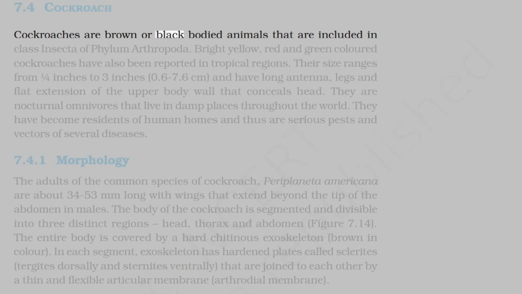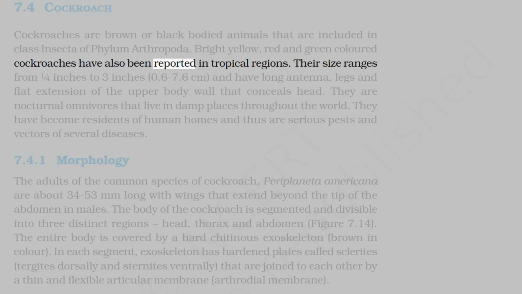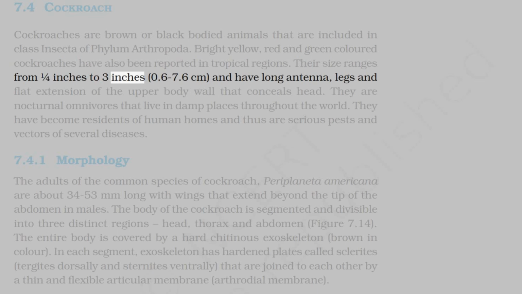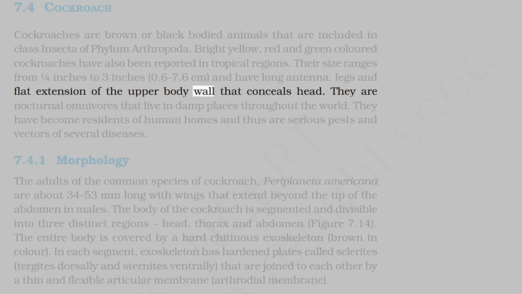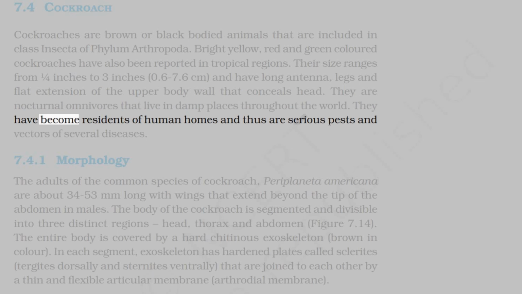Cockroaches are brown or black-bodied animals that are included in class Insecta of phylum Arthropoda. Bright yellow, red and green colored cockroaches have also been reported in tropical regions. Their size ranges from a quarter inch to 3 inches, 0.6 to 7.6 centimeters, and they have long antennae, legs and a flat extension of the upper body wall that conceals the head. They are nocturnal omnivores that live in damp places throughout the world. They have become residents of human homes and thus are serious pests and vectors of several diseases.